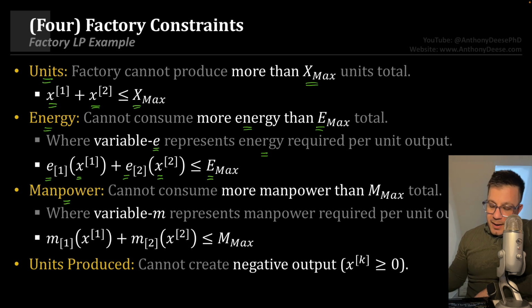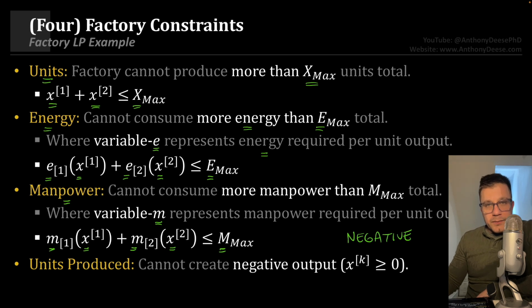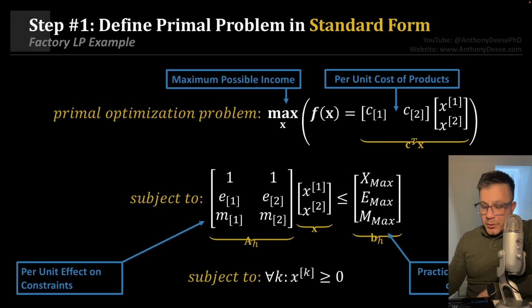We have a constraint on manpower, pretty similar, where the variable m represents the amount of manpower in a given time period required to generate a single unit of product 1 or product number 2. And so we take the weighted sum of those, and that must be less than or equal to m max. Now, we also have a constraint on the number of units produced individually, where we're simply just saying that we cannot produce a negative number of units, right? Worst case scenario, we can use all of our energy and manpower to generate one product and create none of the other.